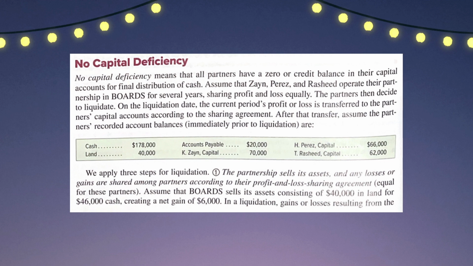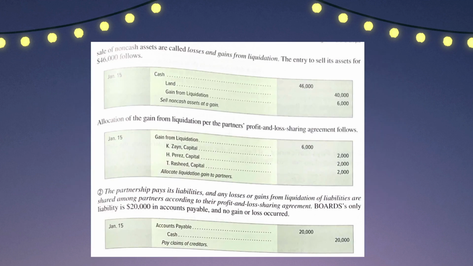In a liquidation, gains or losses resulting from the sale of non-cash assets are called losses and gains from liquidation. The entry to sell its assets for $46,000 follows. Allocation of the gain from liquidation per the partners' profit-loss sharing agreement follows.